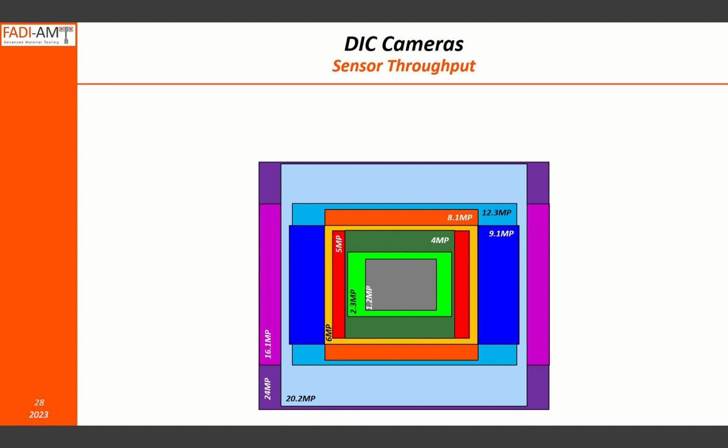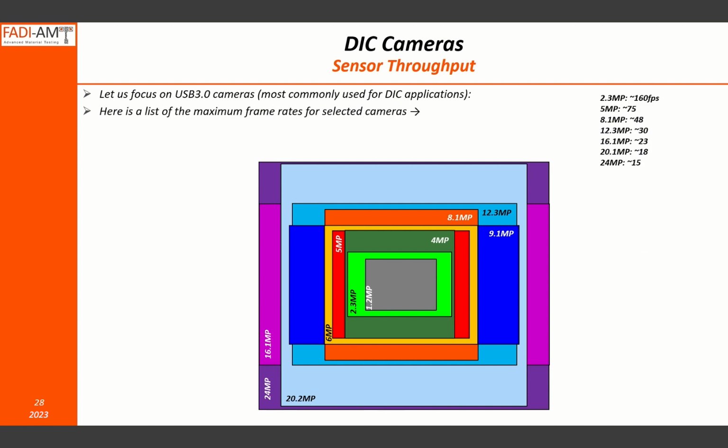This is one of the technical aspects. Let's go to other technical aspects. Sensor throughput. If you focus on USB 3 cameras, because they're the most commonly used cameras for DIC applications, in fact for most industrial applications, you can see from this map of these sensors that I tried to pull the maximum frame rate of all of these sensors as published on Sony's website, and you see numbers like the ones I'm presenting here on the top right corner.